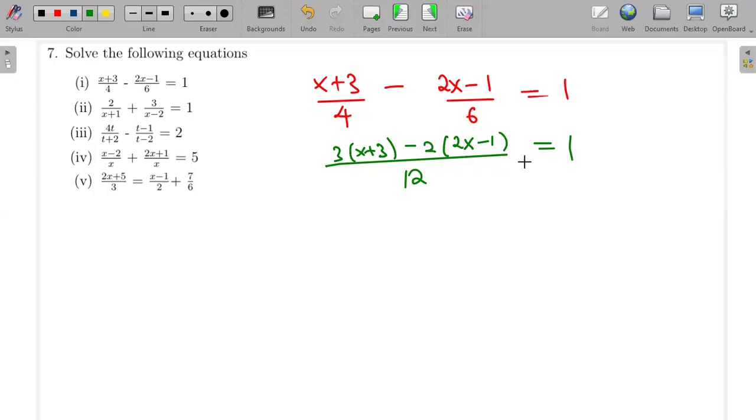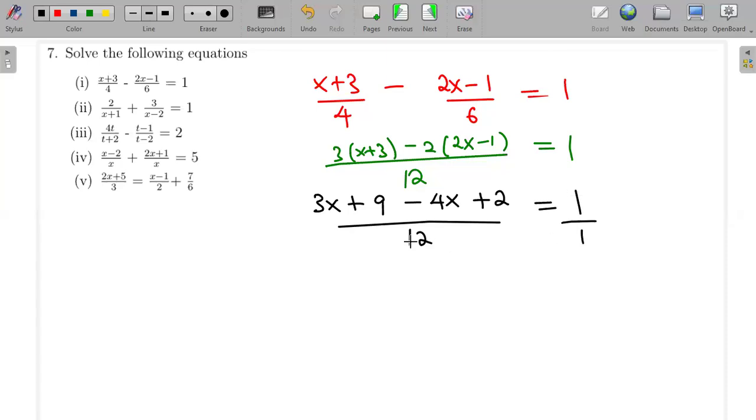So now I expand whatever I have on top. I'm going to get 3x plus 9, minus 4x plus 2, over 12 is equal to 1 over 1. On top, I can collect like terms together. So 9 plus 2 is 11, and 3x minus 4x is minus x, over 12 is equal to 1 over 1.